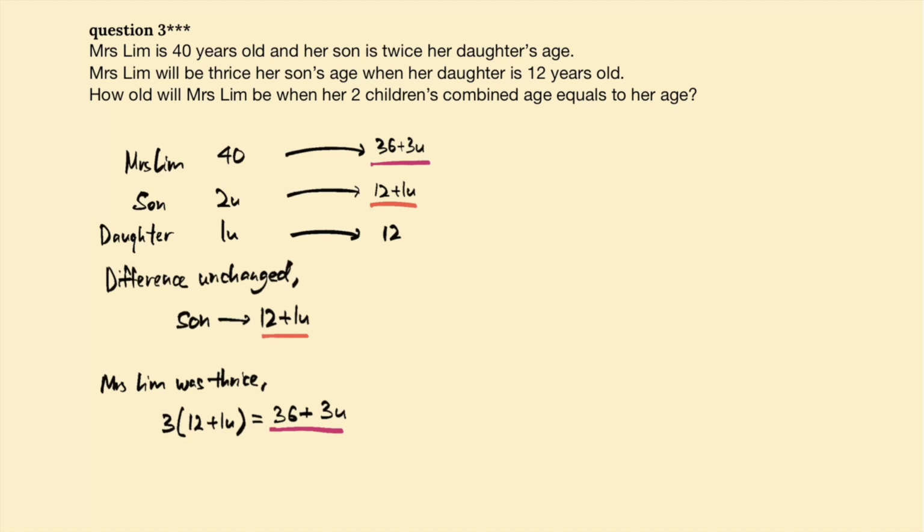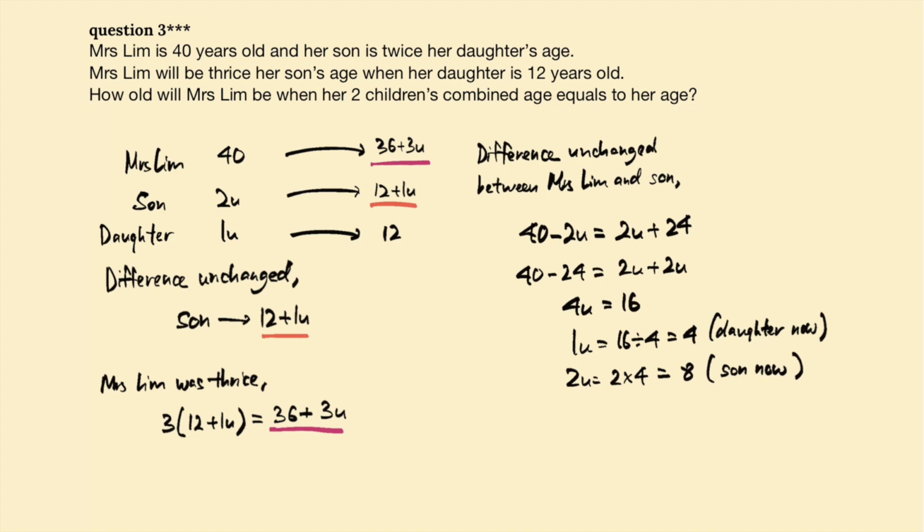All right, so when the daughter is 12, so unknown years later, the daughter is 12, but hang on, the son will still be 1 unit older than the daughter. So take whatever the daughter's age is plus 1u. That is the son's age. And since Mrs. Lim will be 3 times of this, 3 times of this is going to give us 36 plus 3u. Right here. Now we know for sure that the difference between Mrs. Lim and the son's age will never change. So this difference will be exactly the same as this difference. And with that, we can form an equation, right? So 40 minus 2 units will be exactly the same as 2 units and 24, the difference between these two.